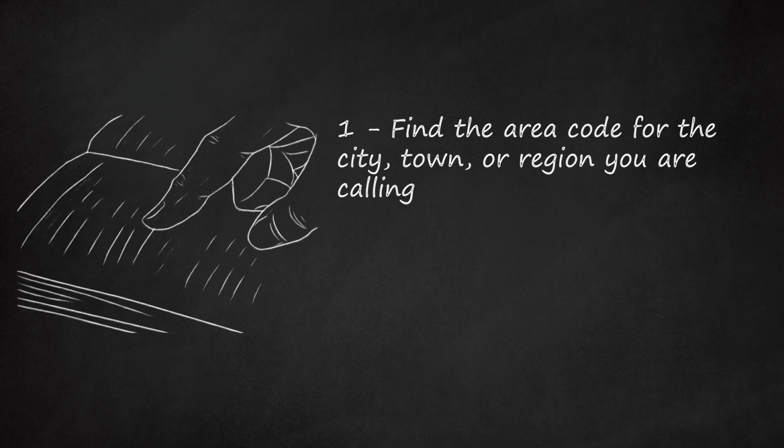Acapulco 744. Aguascalientes 449. Cabo San Lucas 624. Campeche 981. Cancun 998. Celaya 461. Cd. Juarez 656. Cd. Lázaro Cardenas 753. Cd. Obregon 644. Cd. Sahagun 791. Cd. Valles 481. Cd. Victoria 834.